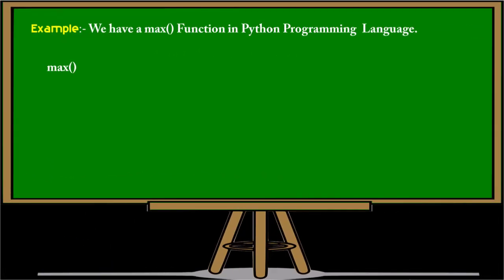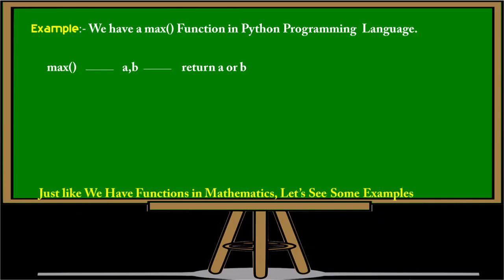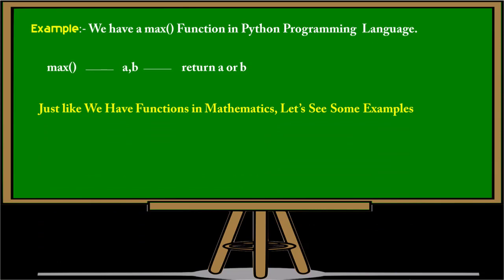So we have a max function in the Python programming language, a built-in function, or we can make a user-defined function, but max is a built-in function present in Python. Here, the max function takes two inputs, a and b, does some actions with a and b, and returns either a or b, whichever is greater. Just like this, we have the function concept in mathematics. So let's see some examples of that.